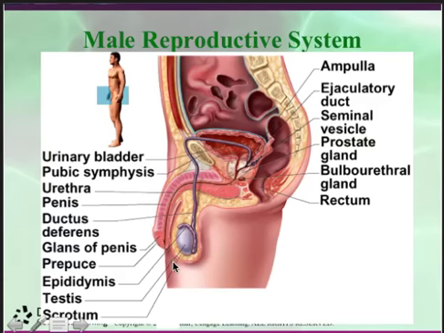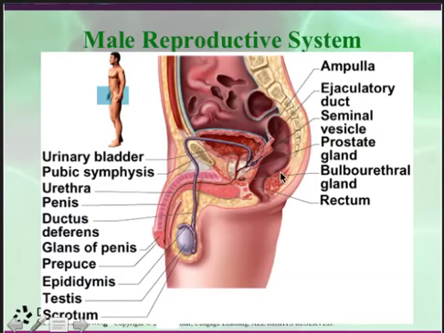This is the glans of the penis. This is the corpora cavernosa. Enclosing the urethra is the corpus spongiosum. This is the bulb of the penis. The glands that contribute to the semen include the testes, the bulbourethral gland, the seminal vesicle down here, and the prostate gland. All of these combine to form semen, which exits the penis during ejaculation.